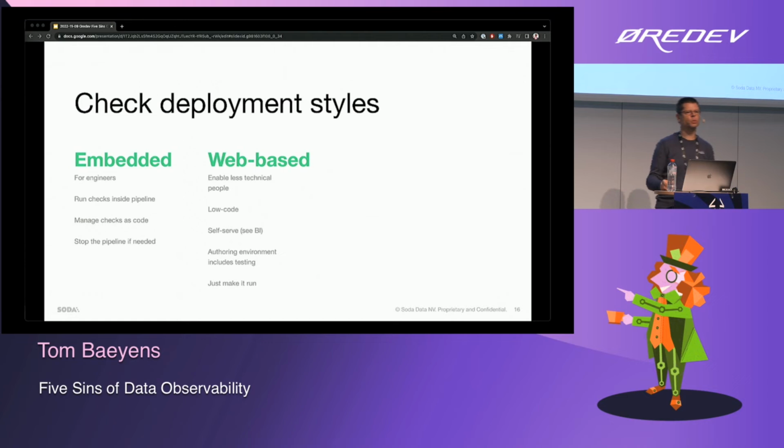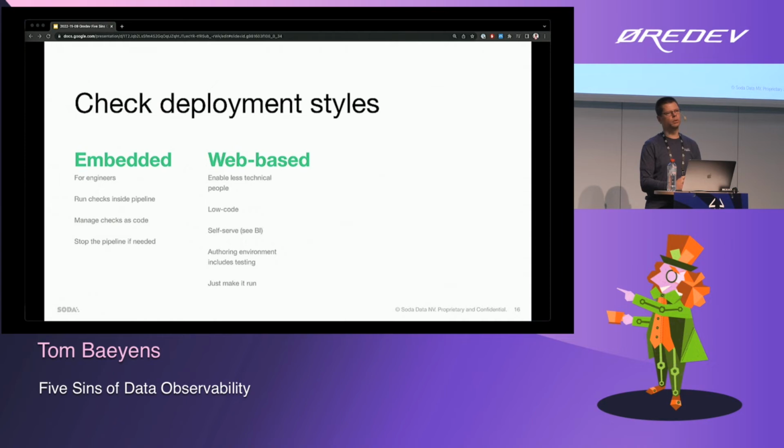The second approach is web-based. And this is also important because it's really needed for the less technical people. Analysts and data owners need a web-based environment where they can write their checks and do a full testing cycle there, so that we send the checks to the data, run them there, and get the feedback back, just like in an IDE for developers, but for a simpler language. And that's when you have the low-code approach working.